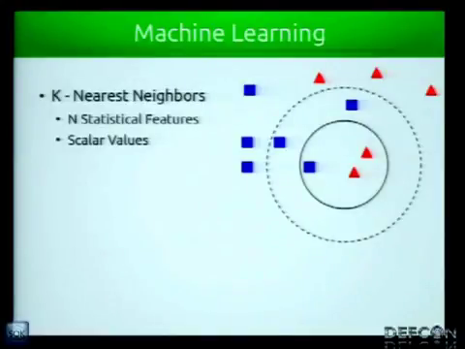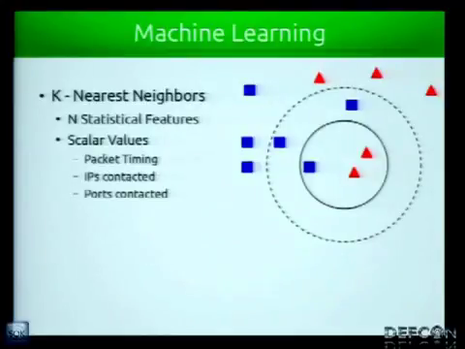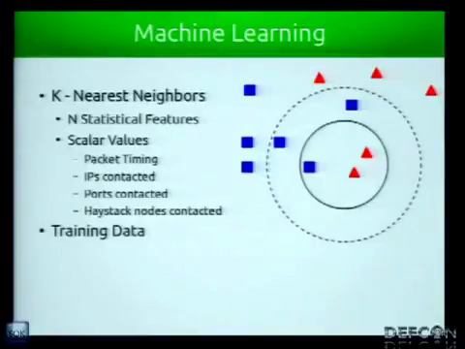Every node on your network is a suspect, and you measure statistics for them, like packet timing, IPs contacted, how many unique ports they have contacted, and how many of the haystack, which is these fake nodes we have, what percentage of them have they contacted? Is it 100%? Is it 0%? And then you graph these, since they're all scalar values, on an n-dimensional graph. Here is shown a 2-dimensional graph for budget cut reasons.